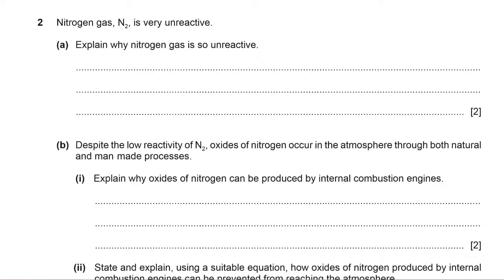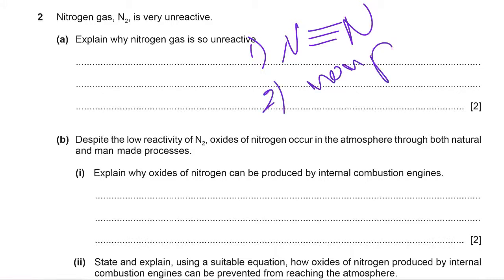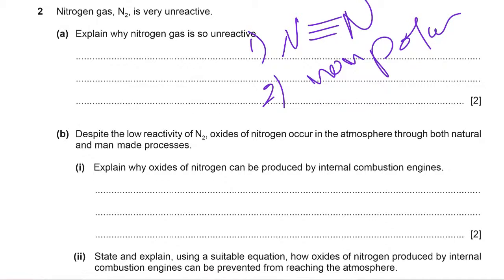Okay, the next question. Nitrogen gas N2 is very unreactive. Explain why nitrogen gas is so unreactive. Nitrogen has a triple bond between the nitrogen atoms, so it's not easy to break all three bonds, and this is the first reason. The second reason is that it is a non-polar molecule. So because it's non-polar and has a triple bond, it is considered an unreactive molecule.